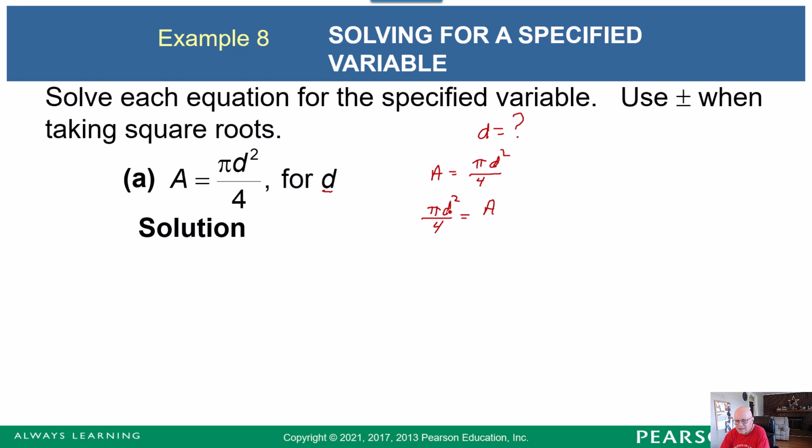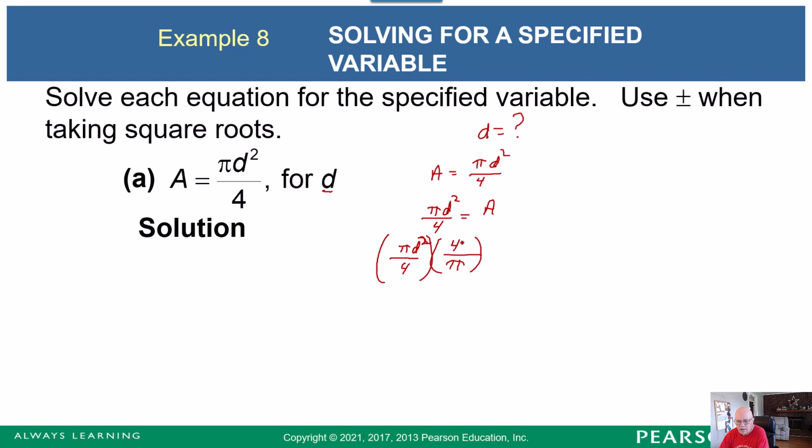Next, I want the d by itself. To do that, I need to cancel out the pi and cancel out the 4. So here's my pi d squared over 4. And I want to cancel out the pi, so I need pi in the denominator. Those will cancel. I also need to cancel out this 4 in the denominator, which means I need that.